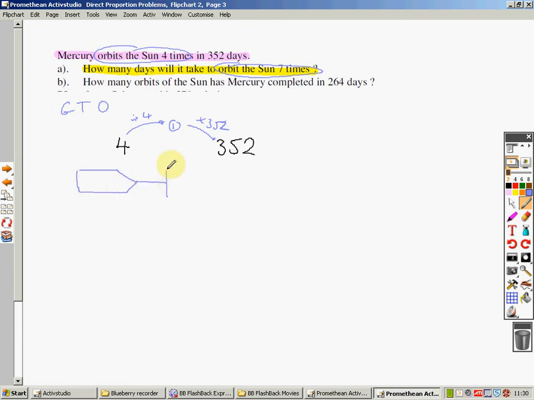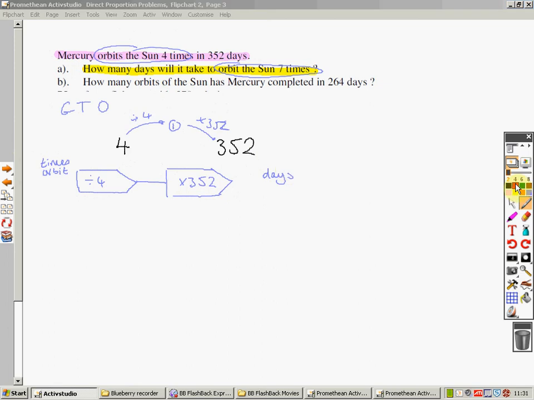And for this question, we'll see why this technique is so useful and why I've encouraged you to use it before. We're on divide by 4 times by 352. Okay, that's the time, number of orbits. I feed that in, divide it by 4, times it by 352, and it'll give me the number of days that it will take. So now I apply that to the question given.